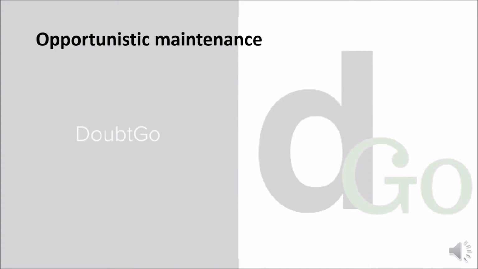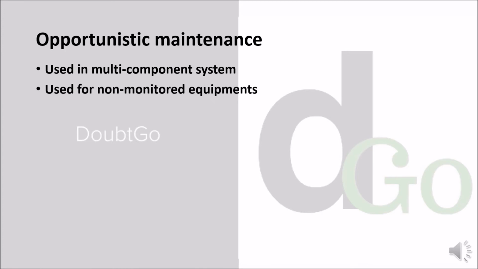Opportunistic maintenance. As the name suggests, during maintenance of one component, the opportunity is used to change other worn-out components too, even though they haven't failed. It is used in multi-component systems and for non-monitored equipments. It is economical in the long run.